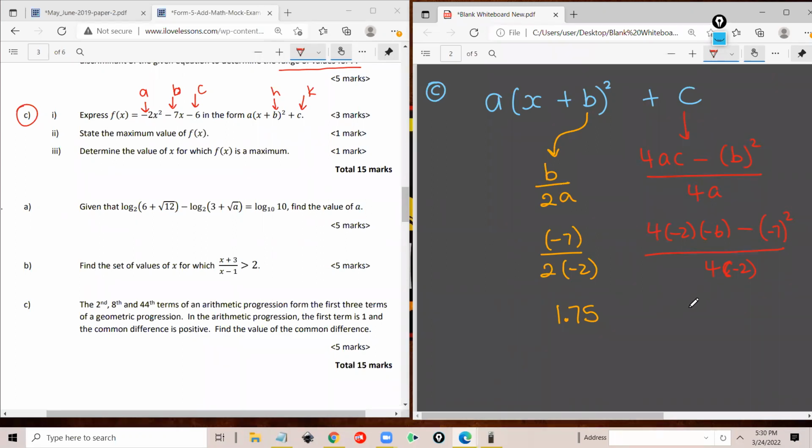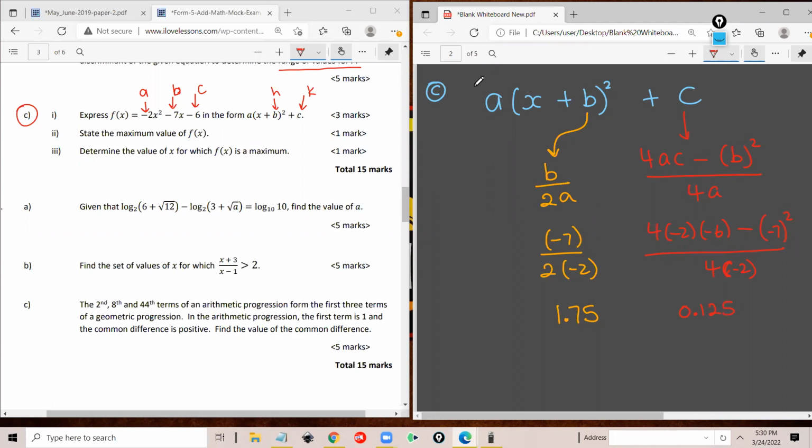I am getting 1/8 here, positive 1/8. So you can put 1/8 or 0.125. Do not round off, right? When you're expressing something in vertex form, I strictly advise that you do not round off. If you get a recurring number, then put the fraction. Do not round off that recurring number.